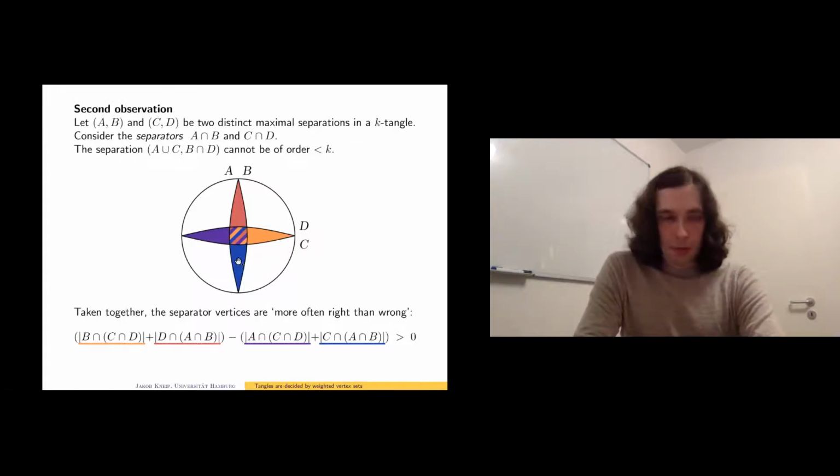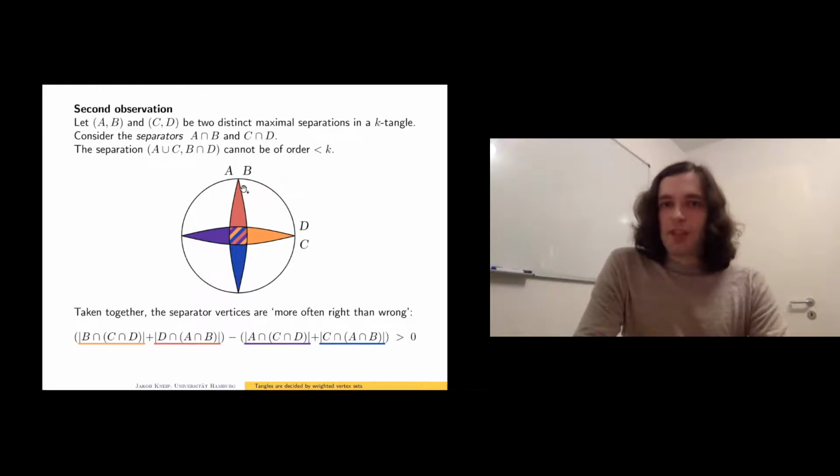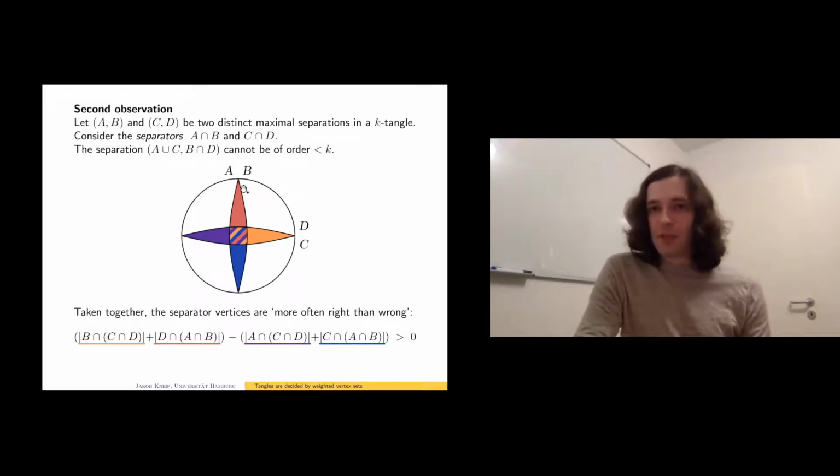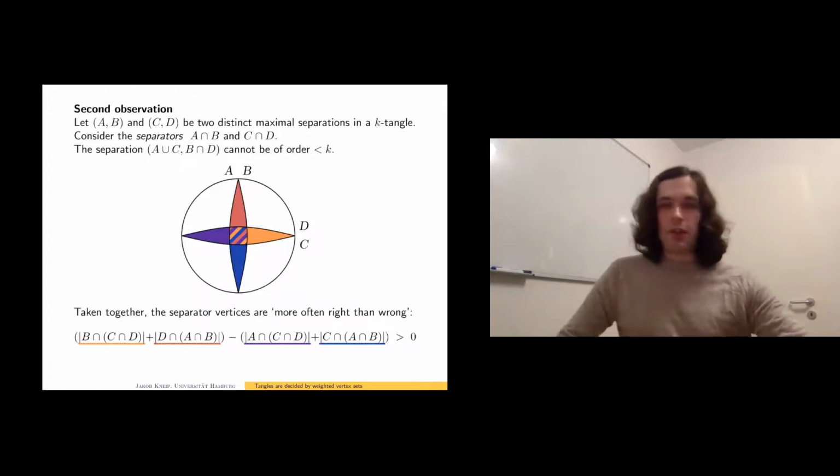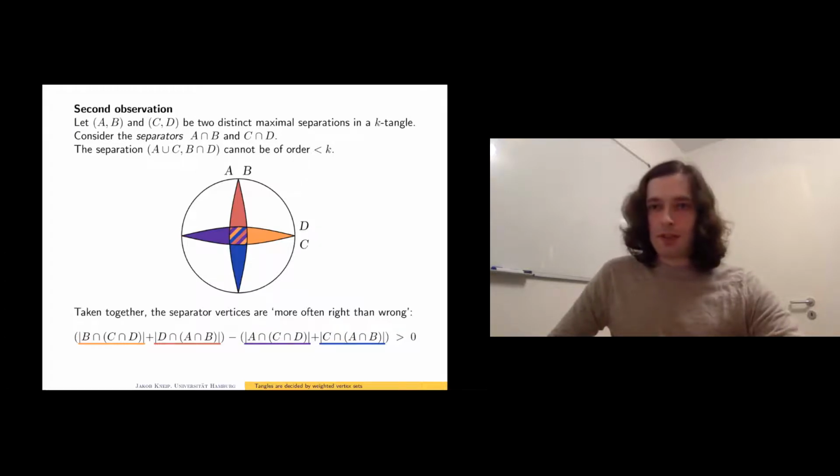So whenever we have two maximal separations, then those parts of the separators that lie on the respective big side of the other separation contain more vertices together than the sum of the vertices on the small sides. And this second observation is really the key to making the proof work.